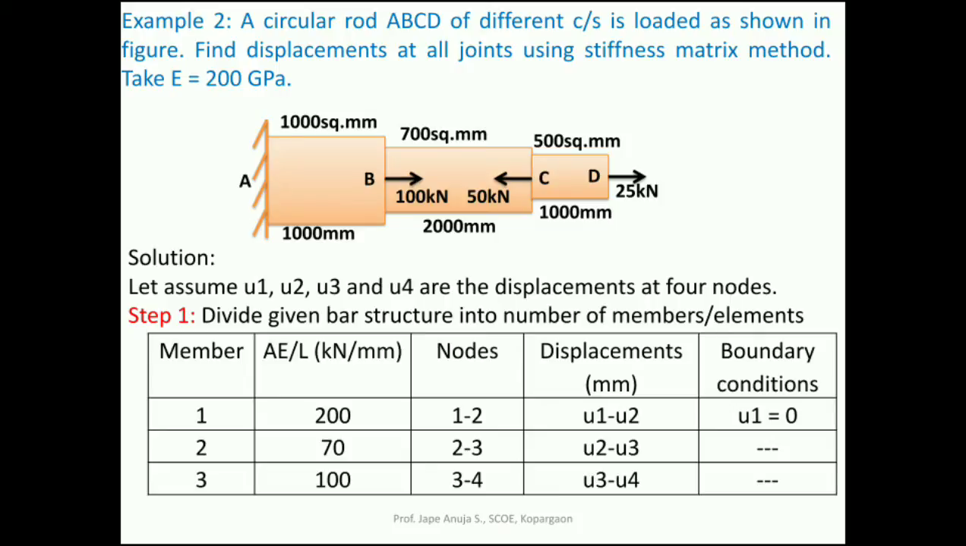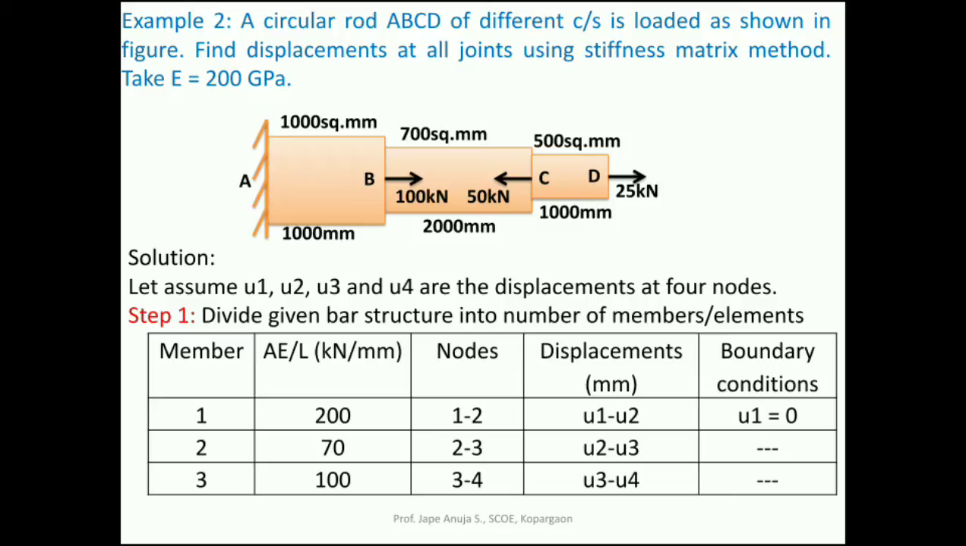The nodes and displacements associated with those bar elements are also written. Write down that member 1 has nodes 1, 2, member 2 has 2, 3 and member 3 has 3, 4. These are the nodes and their associated displacements: for member 1, U1, U2, member 2, U2, U3, member 3, U3, U4. And boundary condition: as we discussed initially in the problem statement, the displacements at joints B, C, D, that is 2, 3, 4, are unknown, while displacement at node A, as it is a fixed support, is 0. So in boundary condition, you have to write according to the support condition, U1 equal to 0.